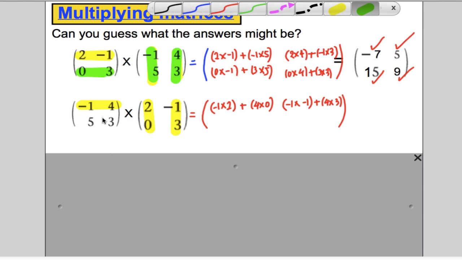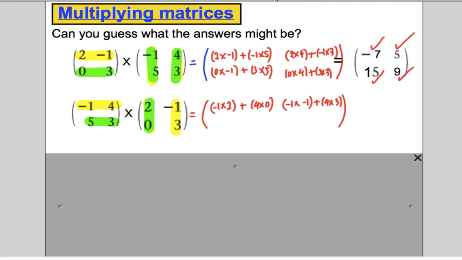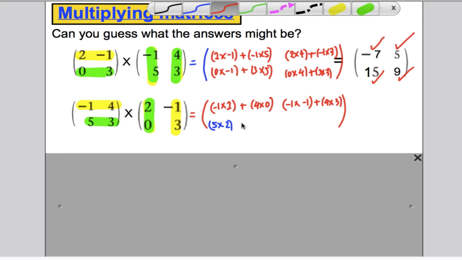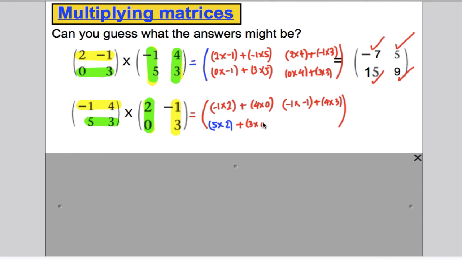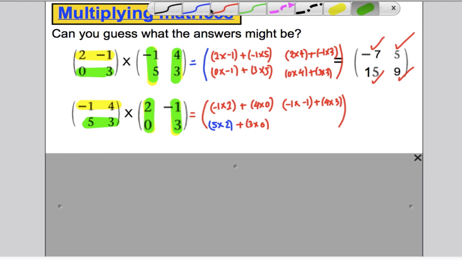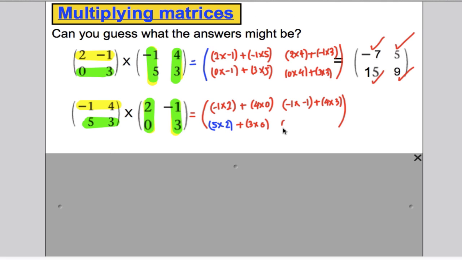To get the bottom ones, I would do 5 and 3 multiplied by 2 and 0. So I would do 5 times 2 plus 3 times 0. And to get the last one, I would do 5 and 3 multiplied by -1 and 3. So I would do 5 times -1 plus 3 times 3. Okay, I'm working these out.